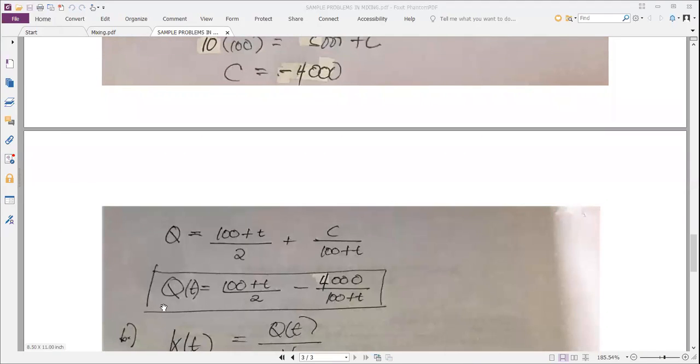So this is the one that I boxed because the C is already specified. All you have to do is plug in the time before overflow, and then you will be able to determine the solid content, that's the salt content, inside the tank, as long as that particular time is not yet the overflowing time of the tank.